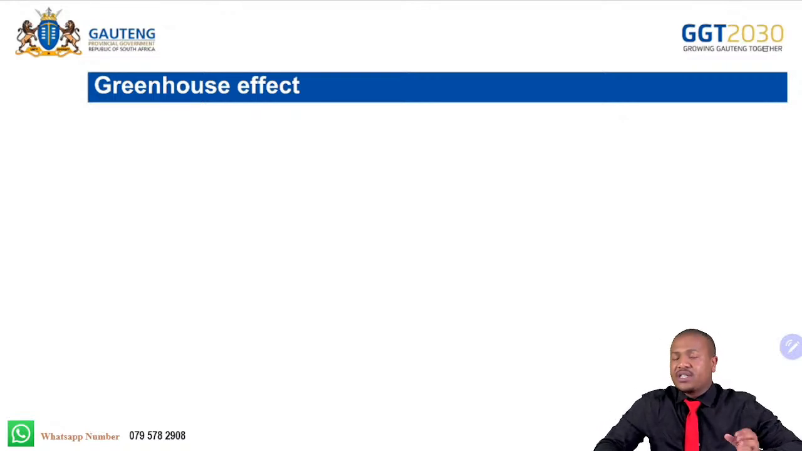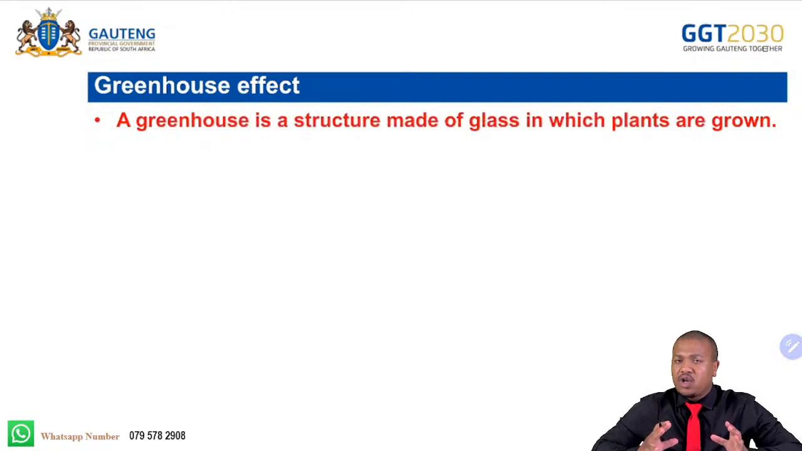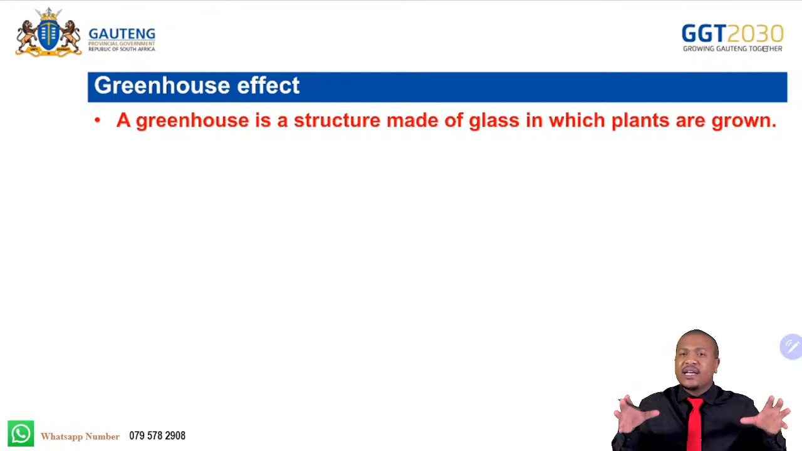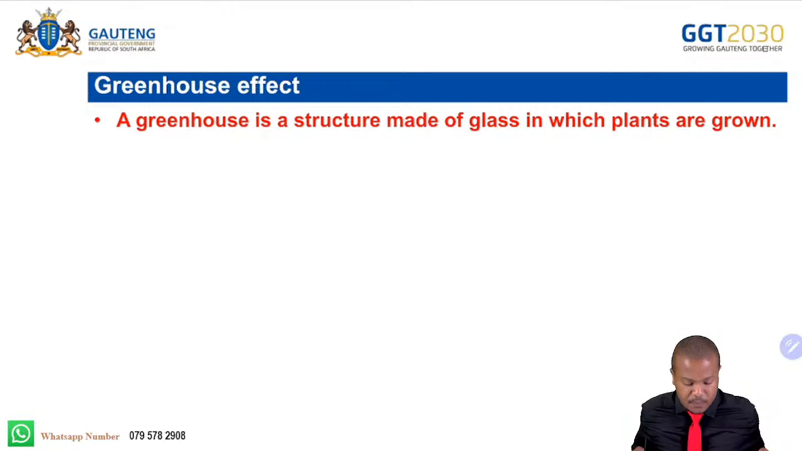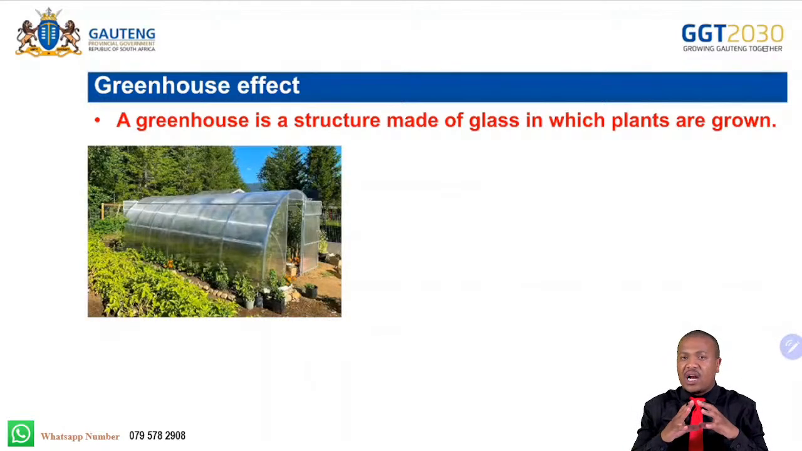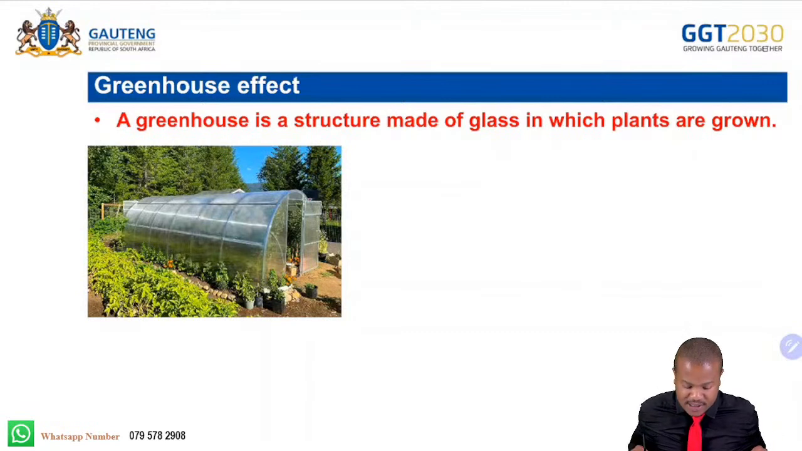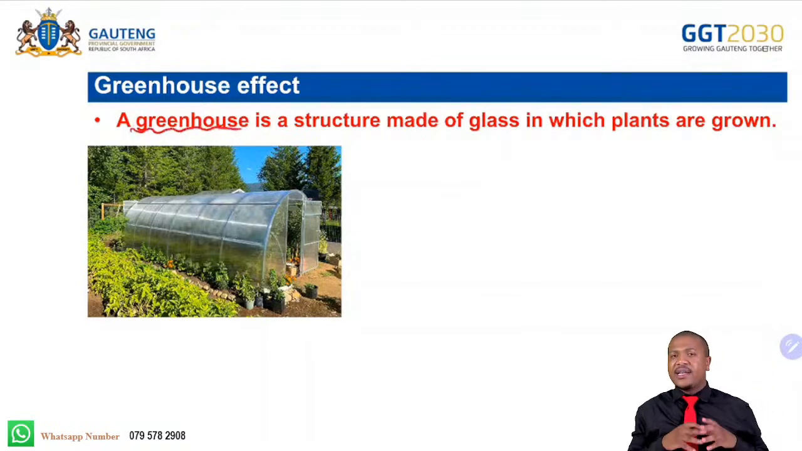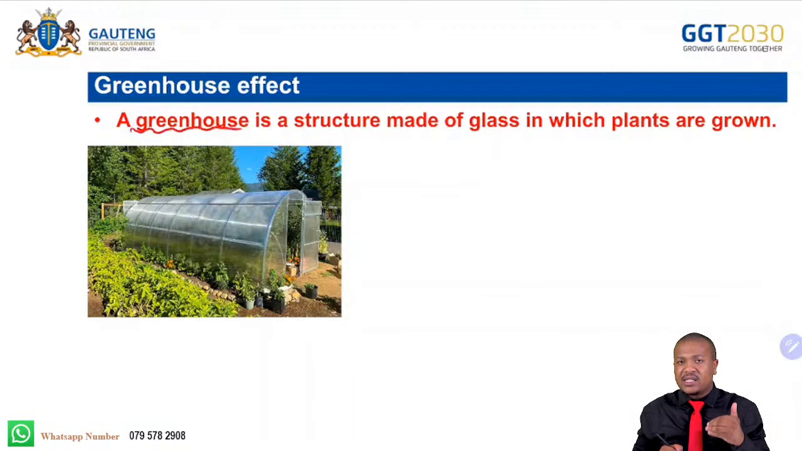So now, greenhouse effect. Before we talk deeply about greenhouse effect, I want us to take it to the greenhouses that we witness in our agricultural spaces. A greenhouse is a structure made up of glass in which plants are grown. As you move around in agricultural sectors, we see structures like these, and we often ask ourselves, what is this structure for? So this structure is called a greenhouse. It is made up of glass, and this is where plants are grown.